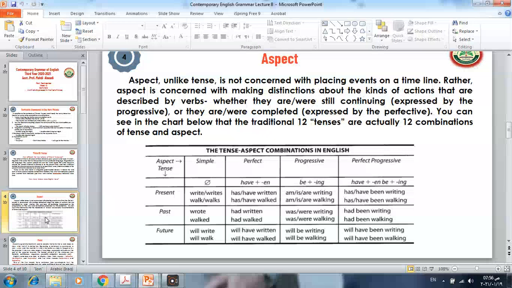And when we refer to the present progressive, the present refers to the present time, and the progressive refers to the fact that the event or the action is in progress. Okay, so this is what is meant by aspect. Aspect is concerned with telling us whether the action that is described by the verb is in progress or is completed.